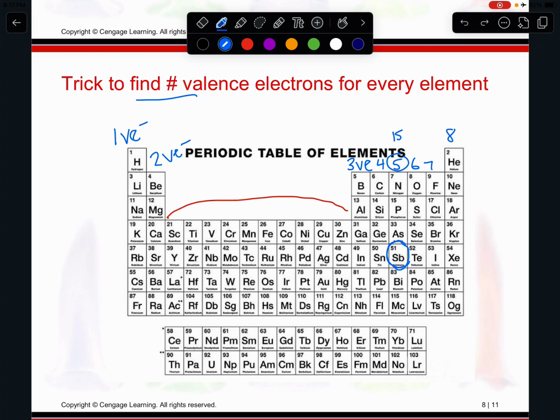Everything in this group has 5 valence. Let's try another one. If I asked you how many valence electrons barium has, barium is in group 2. It has 2 valence electrons. So it's really, really handy instead of having to write out the electron configuration.